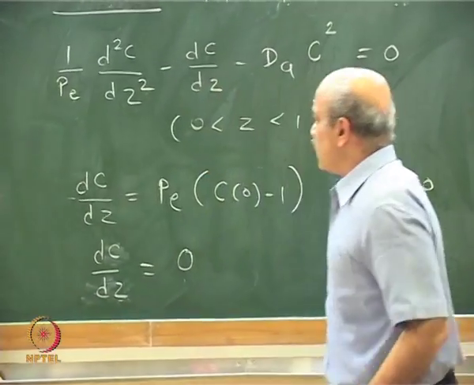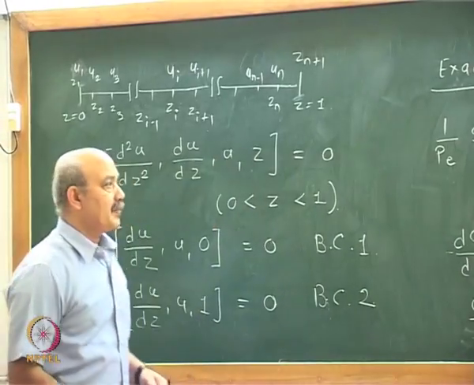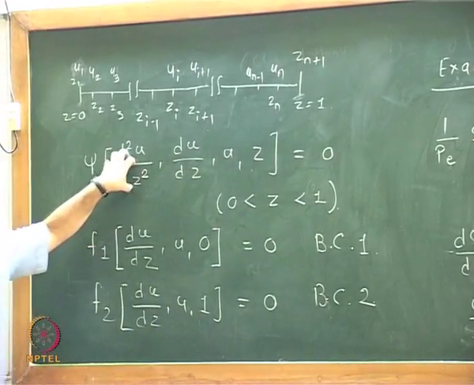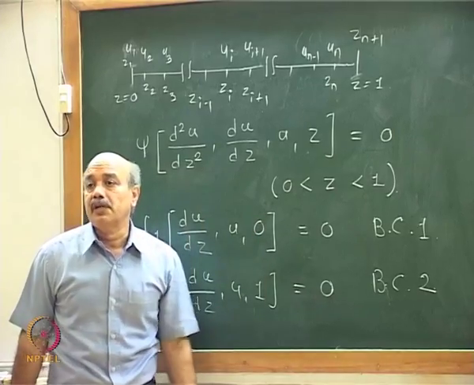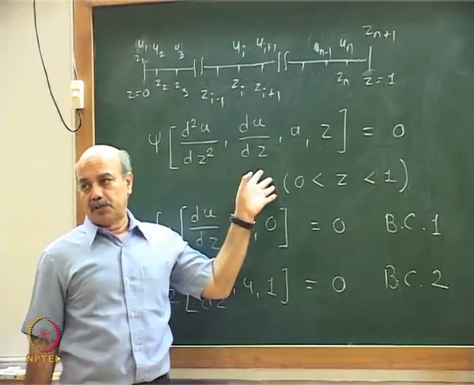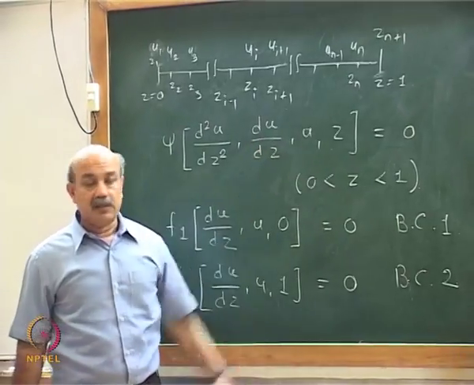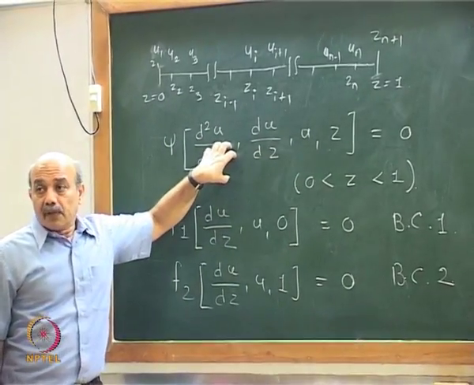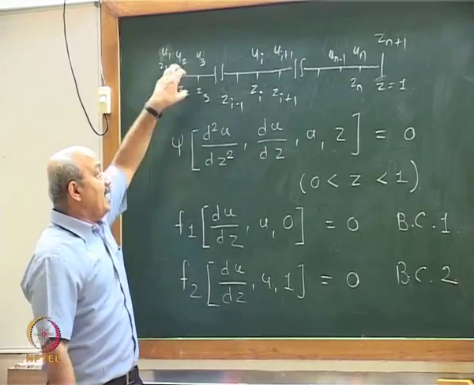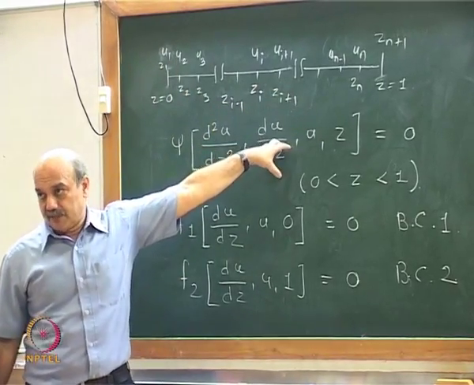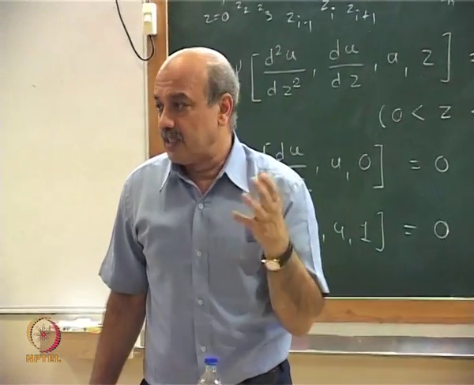So let's do a quick recap. What we have done is we have this second order ordinary differential equation. We have proposed a polynomial interpolation based approximate solution for this dependent variable in terms of the independent variable z, an nth order interpolation polynomial, and then we are forcing this residual, as we call it, to be zero at a finite number of collocation points. These collocation points are chosen at the roots of the shifted Legendre polynomial.